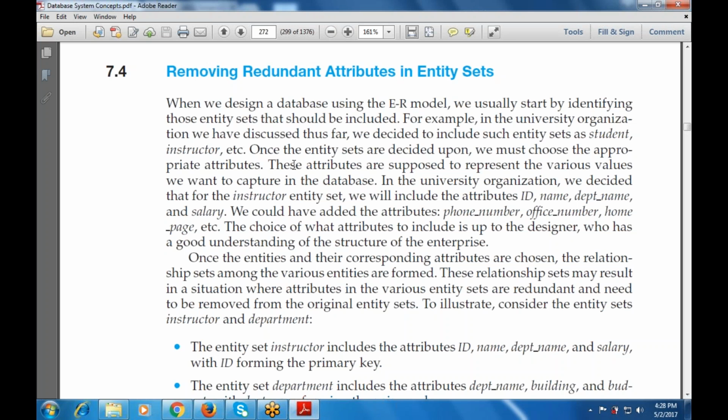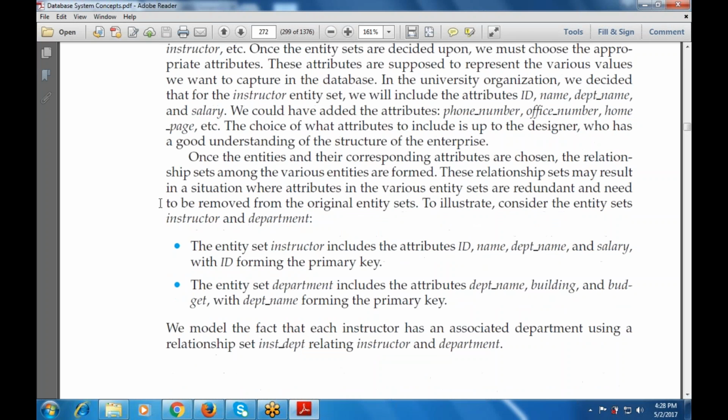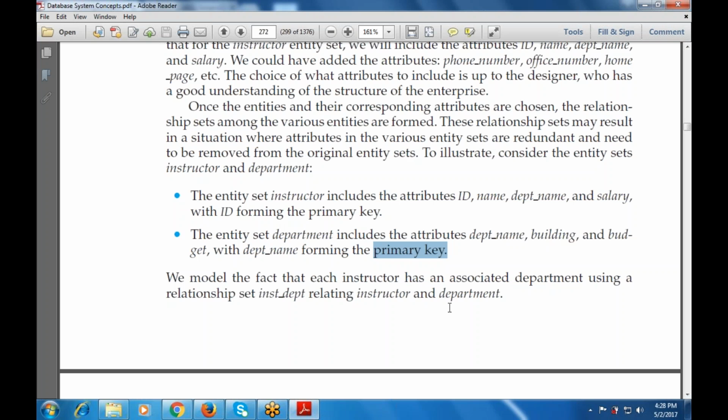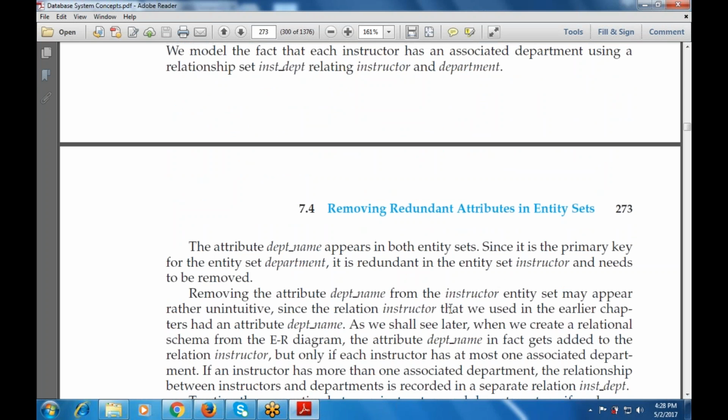The entity set instructor includes attributes ID, name, department name, and salary, with ID forming the primary key. The entity set department includes attributes department name, building, and budget, with department name forming the primary key. So one is ID, which forms the primary key, and the other is department name, which forms the primary key in the department table. Department name appears in both entity sets. Since it is the primary key for the entity set department, it is redundant in the instructor entity set. Redundant means duplicate, and it needs to be removed.